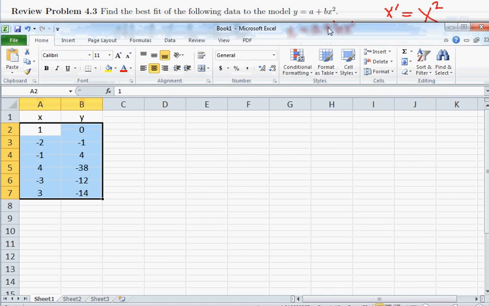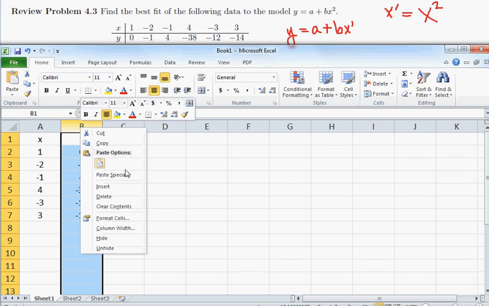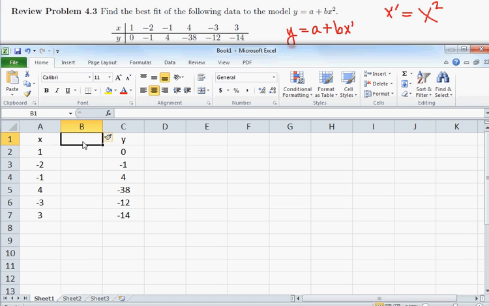So in keeping with the transformation that we have here, x prime equals x squared, let me add in a new column, x prime, which will simply be the values of x squared. So this will be a2 squared, pardon me. So 1 squared for 1. The next one will be -2 squared, and so on.